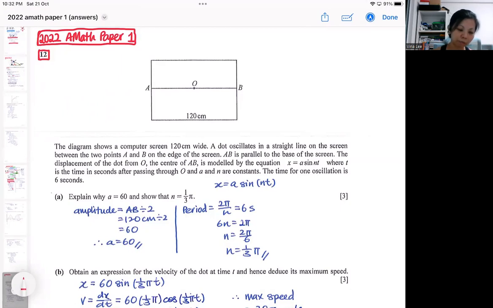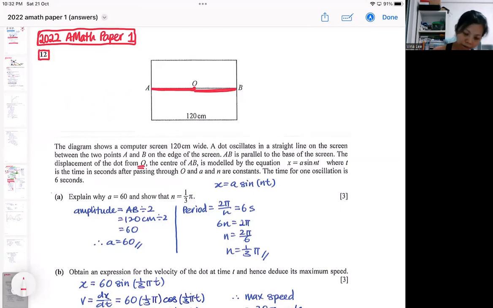So how is the movement like? The movement is from O. From O, you'll be moving along AB, so you'll be something like this. The dot will go to A, then it will move to B, then it will move back. So that is called one oscillation.